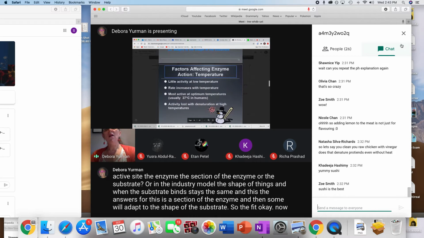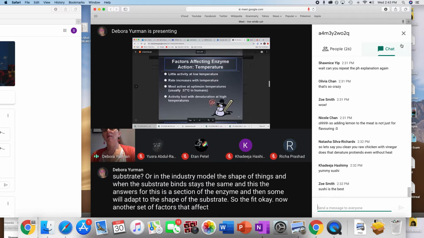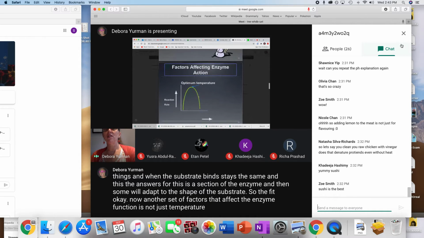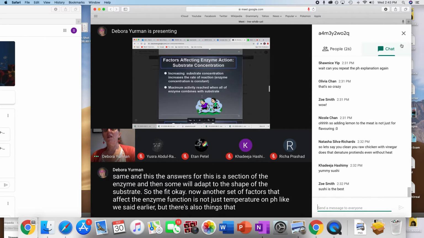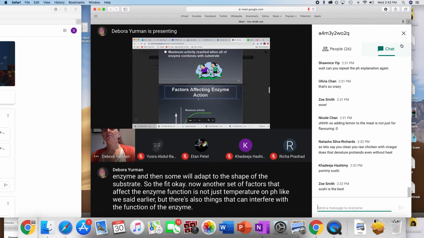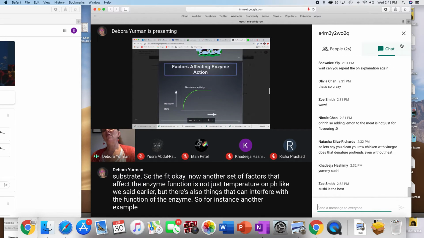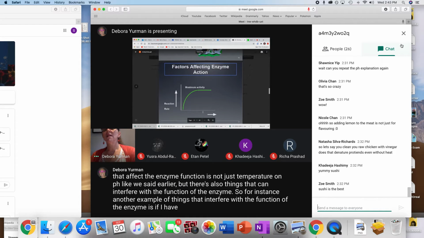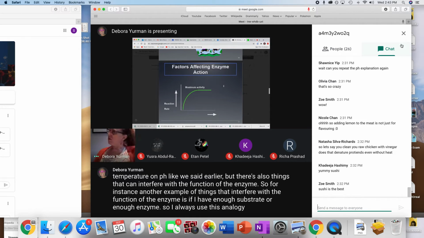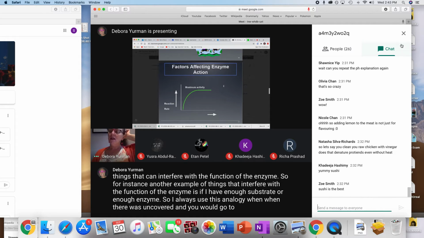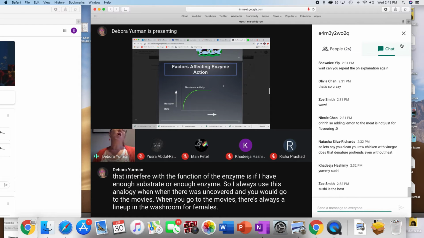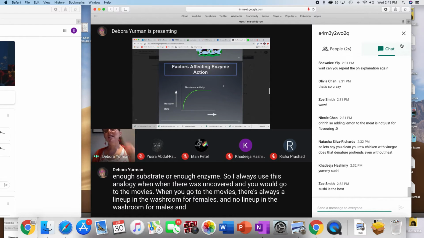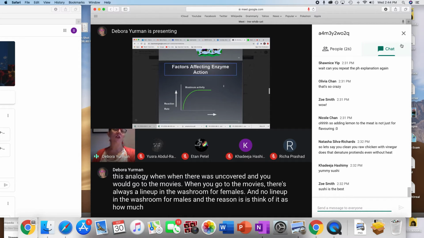Now, another set of factors that affect the enzyme function is not just temperature and pH, like we said earlier, but there's also things that can interfere with the function of the enzyme. So for instance, another example of things that interfere with the function of the enzyme is if I have enough substrate or enough enzyme. So I always use this analogy when there wasn't COVID and you would go to the movies. When you go to the movies, there's always a lineup in the washroom for females and no lineup in the washroom for males. And the reason is think of it as how much substrate there is for enzyme.